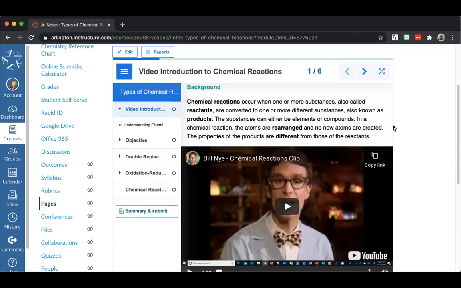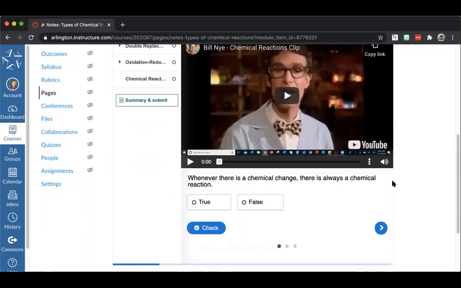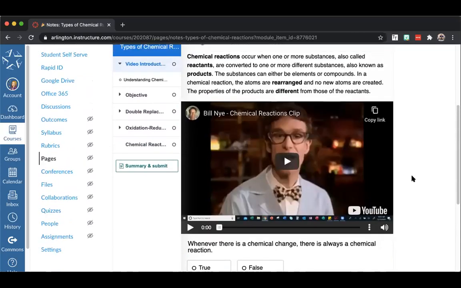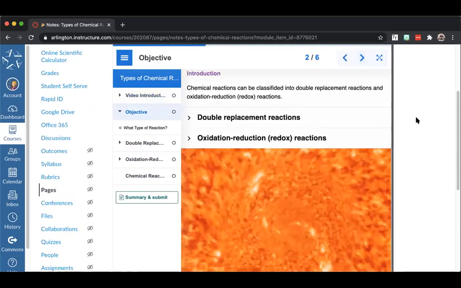Okay, they're completely different. And so there are a couple of practice questions here that you can do when you watch the video. They're fairly straightforward. But I want to go ahead and get to the information for today. So here's your introduction. I mentioned this when we talked about the objective, but you can classify chemical reactions into these two main categories: double replacement and oxidation reduction. And then within each one of these, there are some subcategories that are more specific types of reactions.